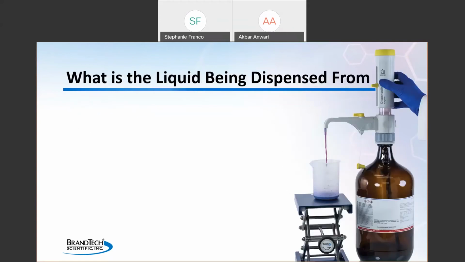The next consideration is, what am I dispensing from? A better dispenser will allow you to mount directly to the bottle you purchase your reagents in, eliminating port transfer. Reagent bottles come in a variety of volume sizes with different bottle top threads, so a variety of chemically resistant thread adapters should be available.